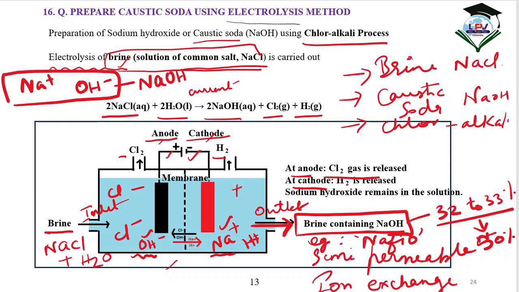Students, you can understand that you now have chlorine gas, hydrogen gas, and NaOH. NaOH is used for making detergents. H2, which is your hydrogen gas, and chlorine gas are used as fuels. Now, by the chlor-alkali method, you have prepared not only the NaOH, which is your caustic soda, but also chlorine gas and hydrogen gas from the brine solution.